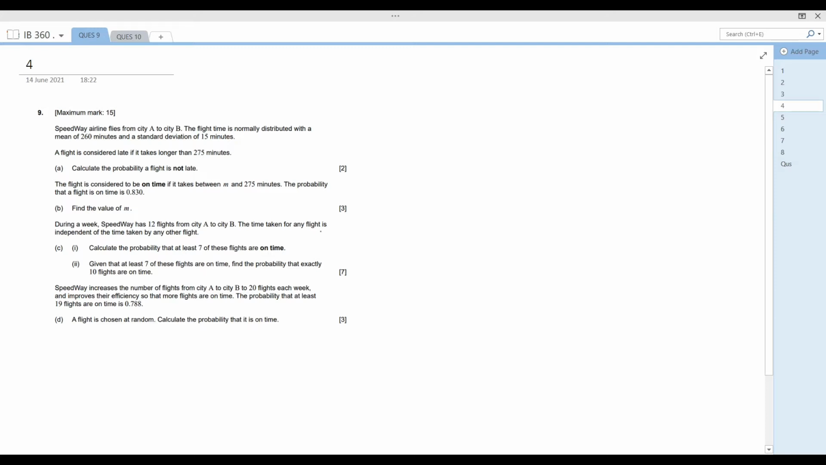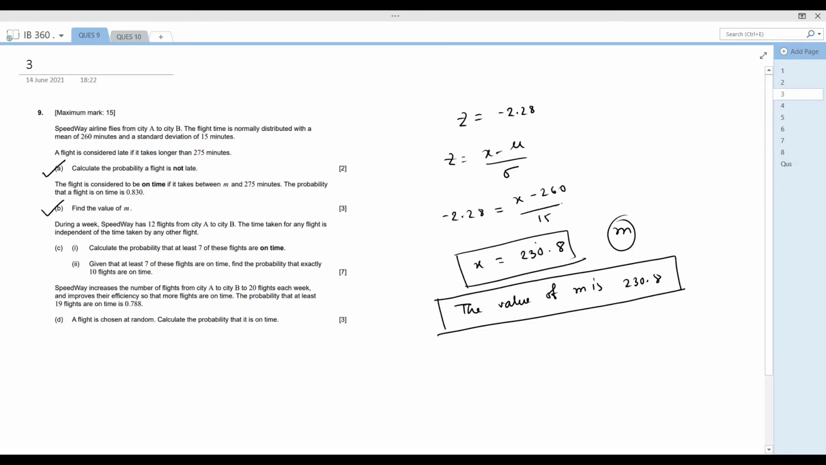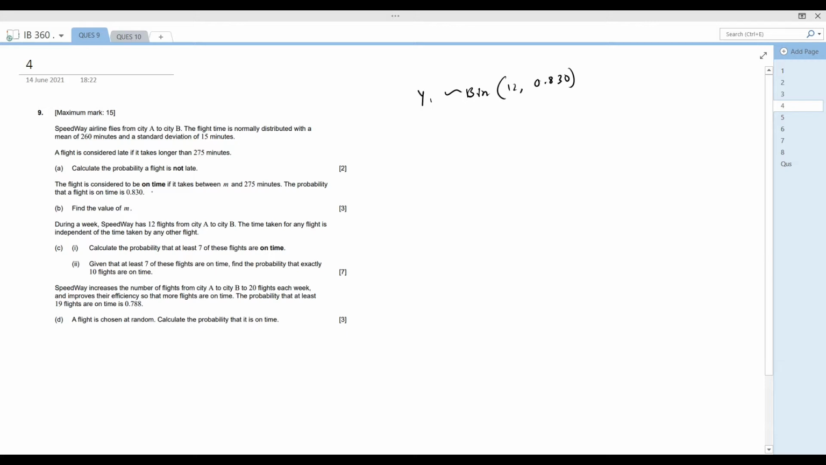So this is the binomial distribution. I will cover this using y1 for the first problem and y2 for the second problem. This is binomial distribution with n = 12 and probability 0.830. From the previous problem we know that the probability is 0.830. It is stated in the question that if the flight is on time, the probability is 0.830. So I have taken that probability value, and the expression of this particular binomial distribution will be y1 equals binomial distribution with n equals 12 and p equals 0.830.